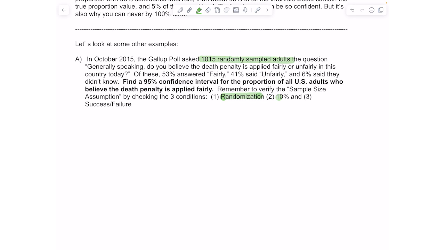And then we have the success failure condition. And remember, success failure is when we do n times p and n times q, which has to be greater than or equal to 10. But if you recall, with confidence intervals, we don't have p, we have p hat. So we've got to check n times p hat and n times q hat, which is just 1 minus p hat. Both have to be greater than or equal to 10. So n is my sample size. In this case, it's 1,015.